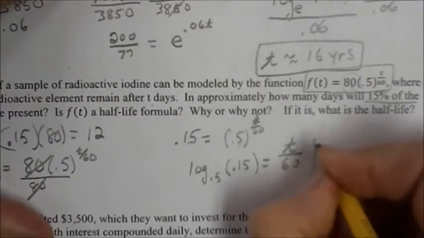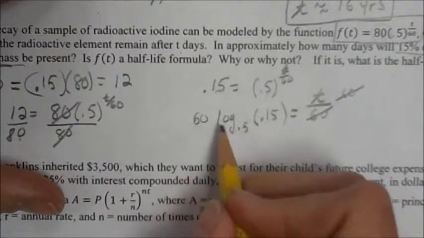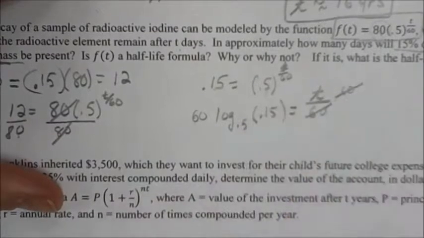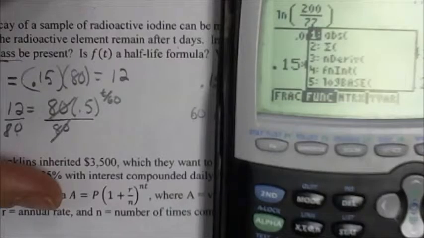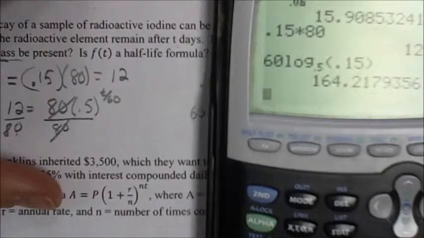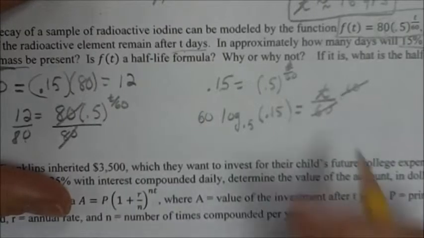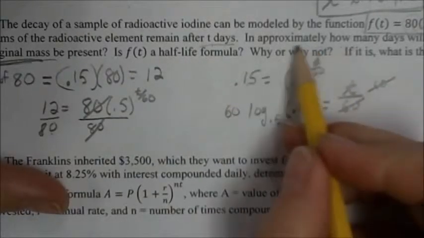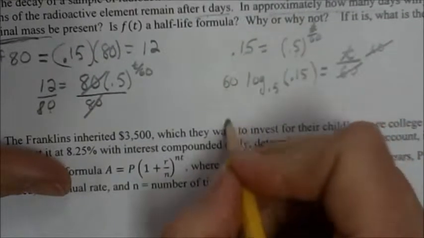Get rid of the 60 by multiplying both sides by 60. And t is equal to 60 times the log base 0.5 of 0.15. So 164 days. This is in terms of days. So approximately how many days? Approximately 164 days.